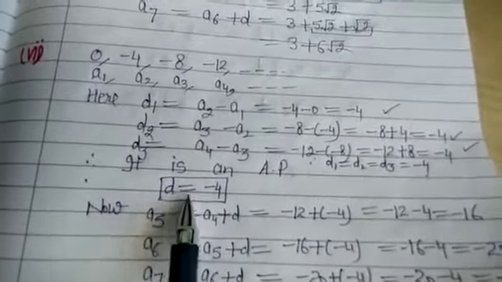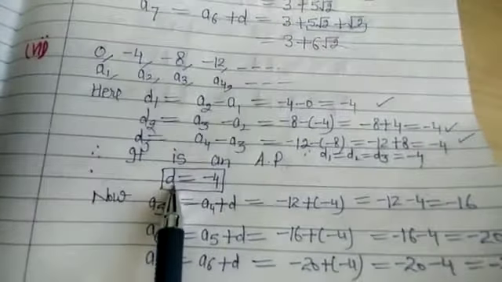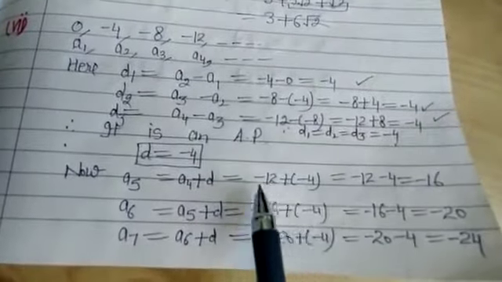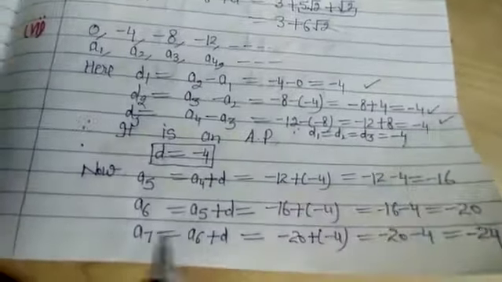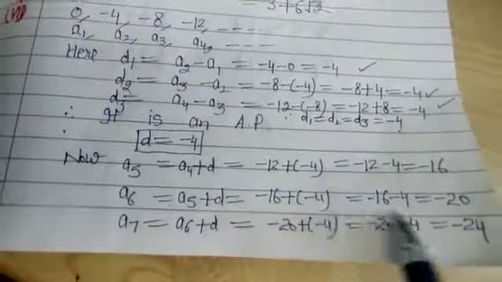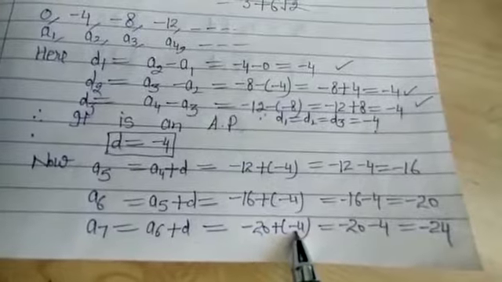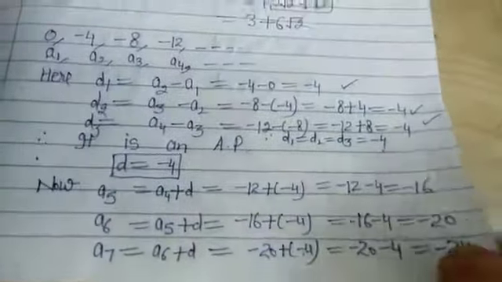And if it is an AP, we have to write the common difference, that is called D, which is minus 4. And the next term A5 is A4 plus D, that is minus 12 plus minus 4, it is minus 16. A6 is A5 plus D, minus 20. A7 is A6 plus D, so minus 20 and plus minus 4, it is coming minus 24.